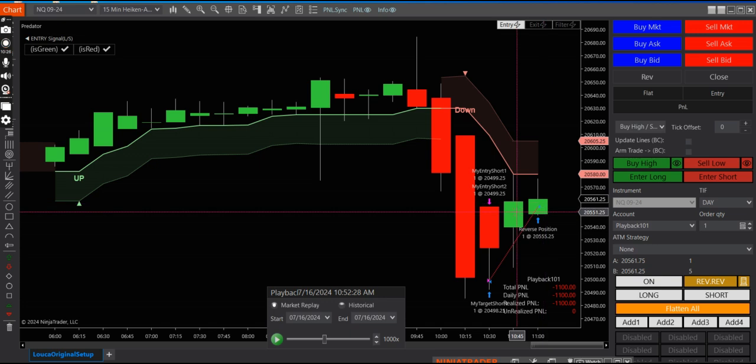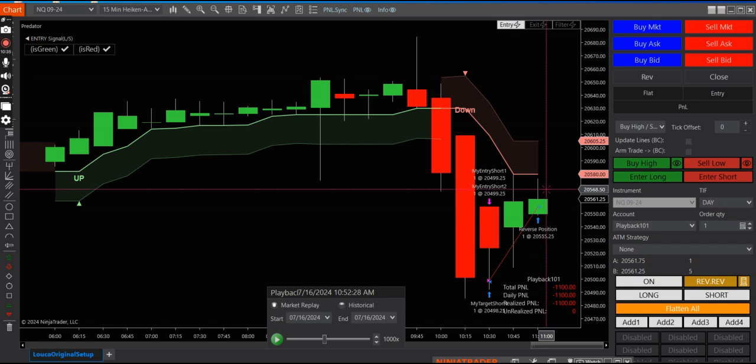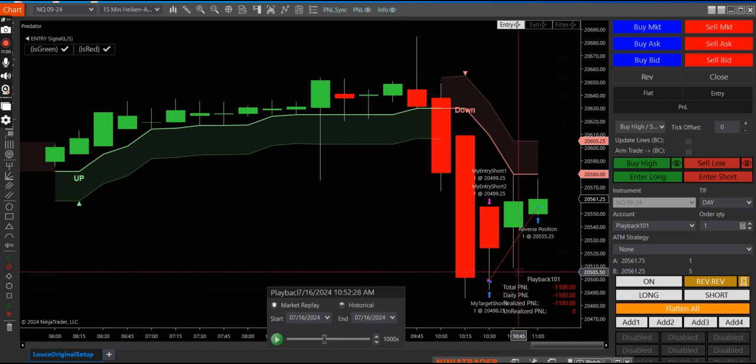Not necessarily, this can just be a pullback, but this is maybe an extra safety feature to avoid these huge drawdowns. So reverse exit just means that if it reverses, you exit the position right away. So instead of having a $1,800 drawdown or loss, you only have a $1,100 loss here. So that's it for the video.